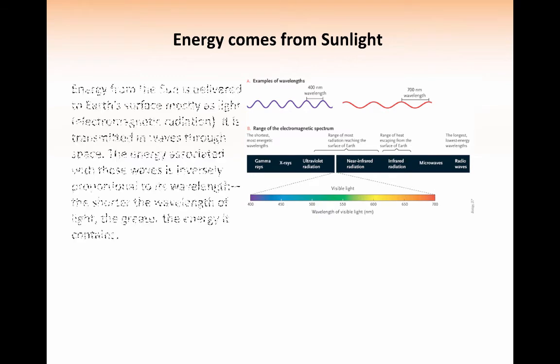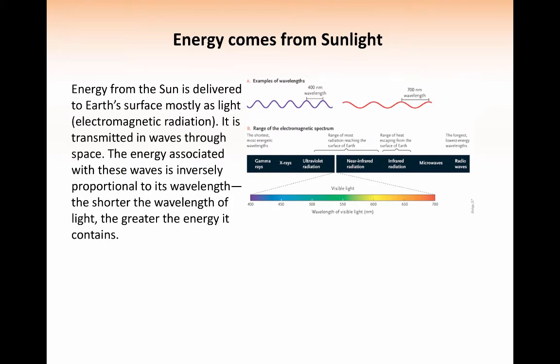So the energy that comes from the sun is called electromagnetic energy, and it is in waves, photons. Here you can see these waves of light. Now the shorter the wavelength, the more energy it has, and the longer the wavelength, so the wider the peaks of the waves are, the greater the energy it contains.